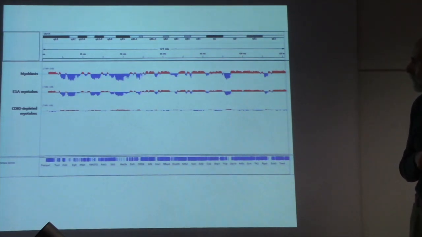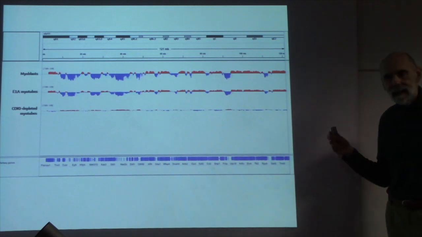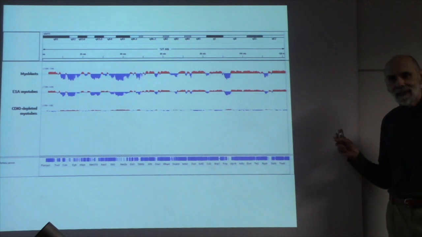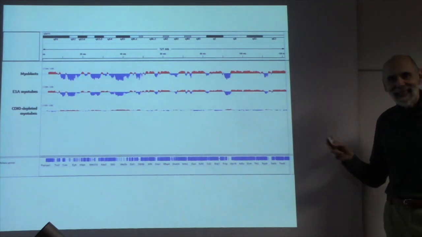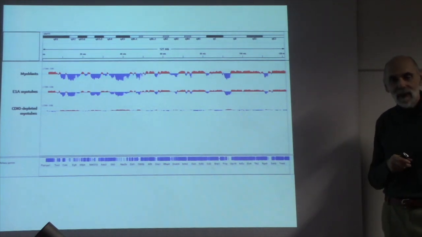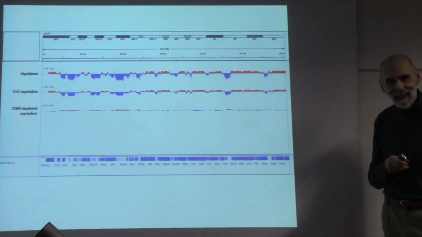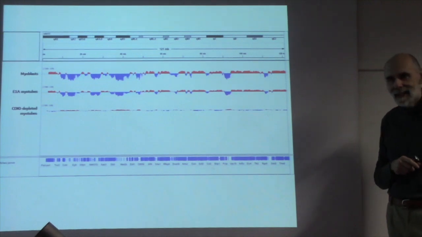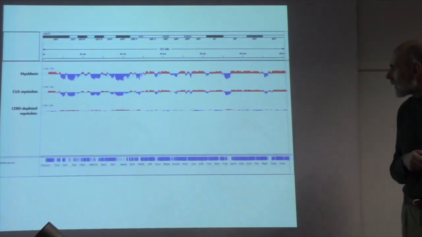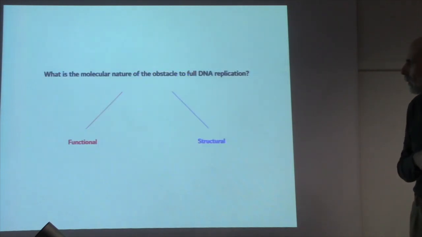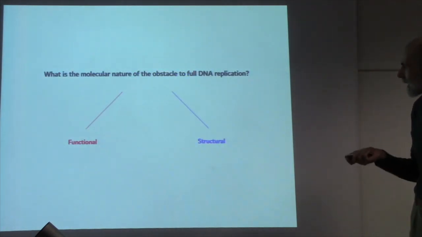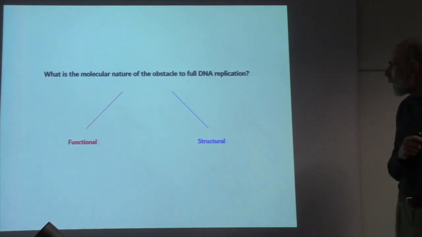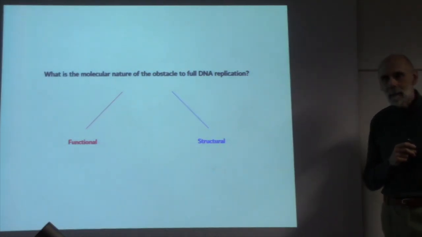Now, that's a lesson in treasuring results that apparently have failed. So the original question was not answered by the results, and yet the results suggest a very interesting new approach, new possibility, new line of research. But let's go back to the original question. What is the molecular nature of the obstacle to full DNA replication?